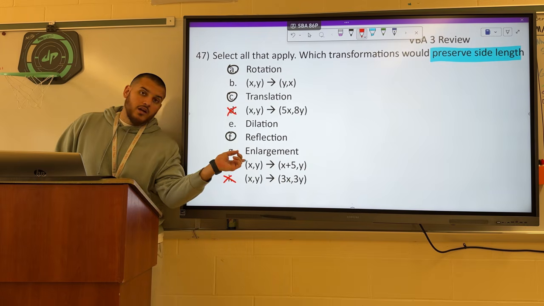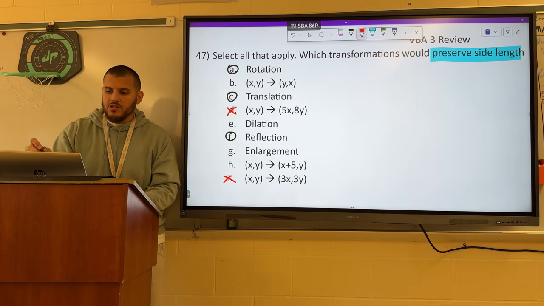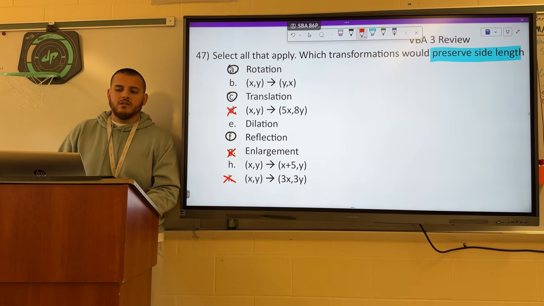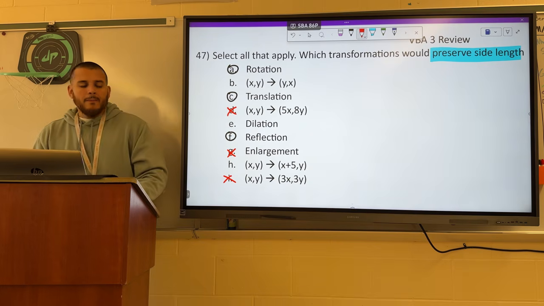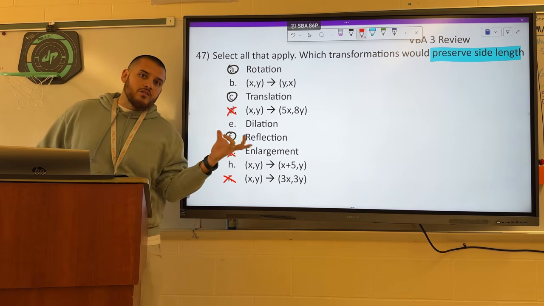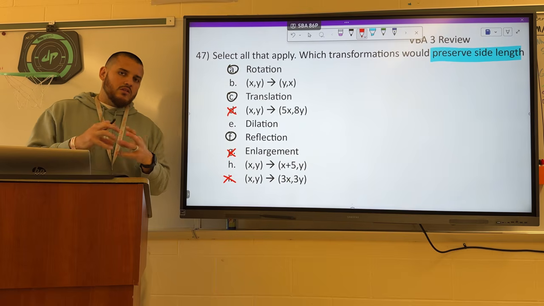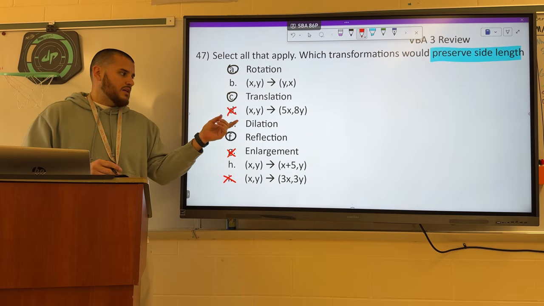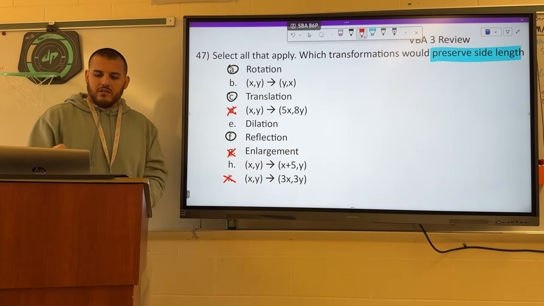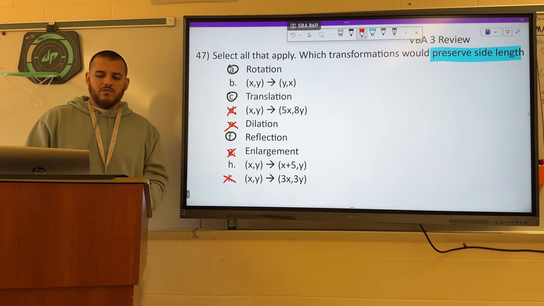I used the word enlargement before. Again, that makes a shape larger, so definitely not something that's going to preserve side length. Okay, dilations, those are the transformations that enlarge or reduce, that make them bigger or smaller. So that's going to change the length of our sides. That would not preserve side length.